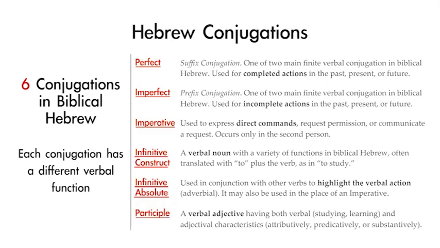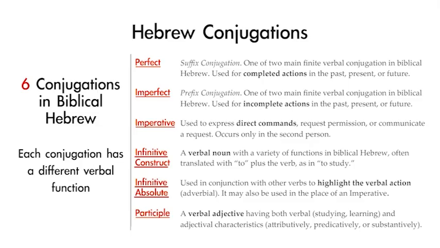The perfect, or what is also called the suffix conjugation, is one of only 2 main finite verbal conjugations in Biblical Hebrew. It's used for completed actions in the past, present, or future. The imperfect, or the prefix conjugation, is the other main finite verbal conjugation in Biblical Hebrew. It's used for incomplete actions in the past, present, or future. So the opposition is this. In the perfect or suffix conjugation, we have completed actions, and in the imperfect or prefix conjugation, we have incomplete actions.